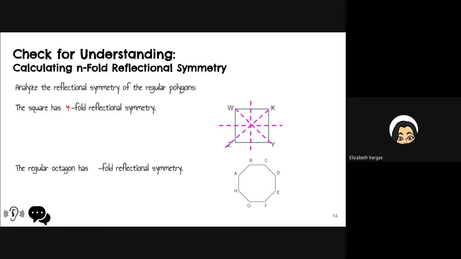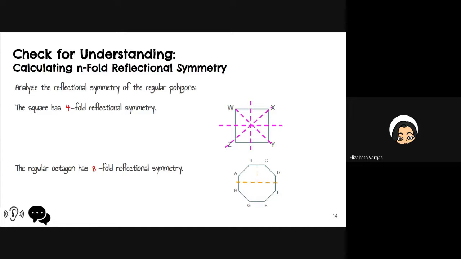I'll wait for one person in the chat box. If it has 8 sides, how many fold reflectional symmetry does it have? Naomi says 8. Does anyone else agree with Naomi or disagree? 8. And Naomi is correct. It's 8. And how do we know that?